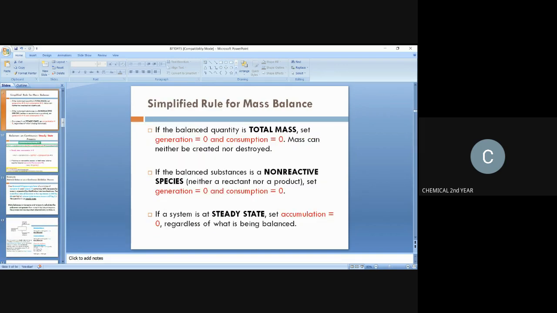Simplify the general mass balance with the balanced quantity being total mass: set generation equal to 0 and consumption equal to 0. Mass can neither be created nor be destroyed. If the balanced substance is a non-reactive species, it is neither a reactant nor a product, then set generation equal to 0 and consumption equal to 0. If the process is at steady state, set accumulation equal to 0, regardless of what is being balanced.